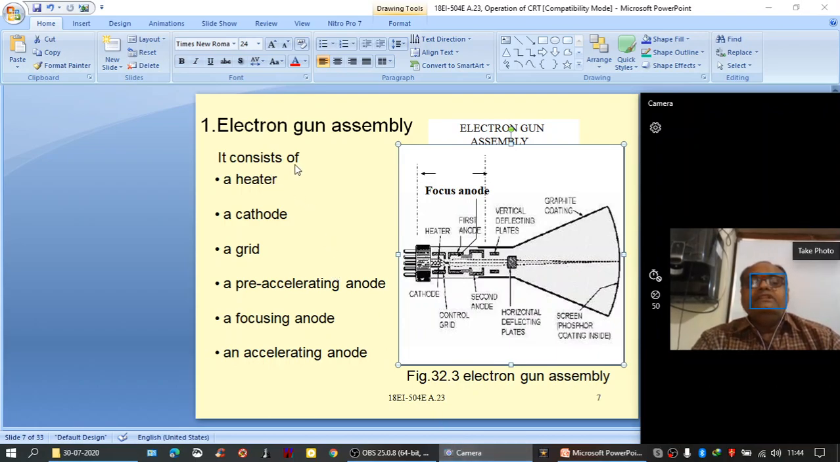Electron gun assembly mainly consists of a heater, a cathode, a control grid. Here is the heater. This is cathode, control grid, a pre-accelerating anode, a focusing anode, and accelerating anode.